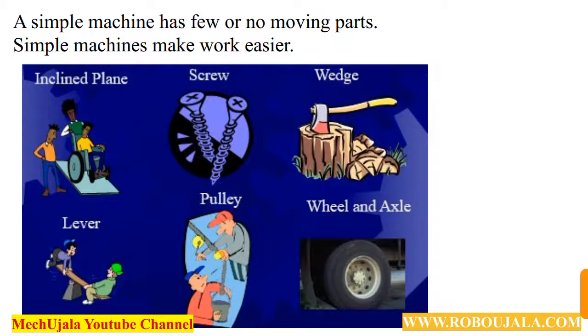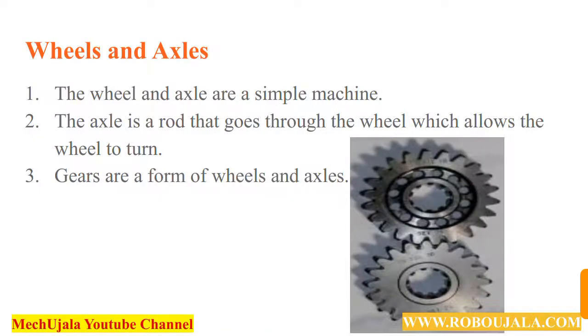If we use these machines combined in different ways, then we can make complex machines like CNCs or lathe machines. Now, what are wheels and axles? Wheels and axles are simple machines. The axle is a rod that goes through the wheel, which allows the wheel to turn. Gears are a form of wheels and axles, because we use gears for connecting or disconnecting. So these are the very simplest machines.